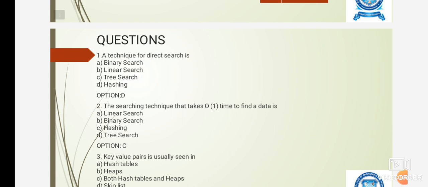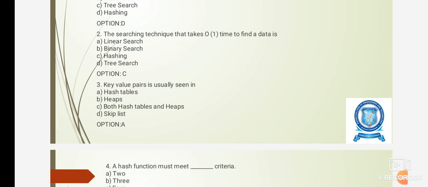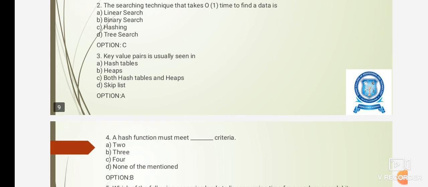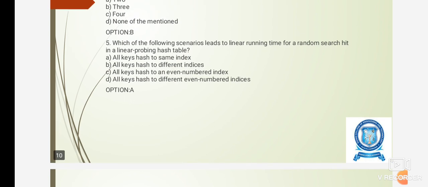The possible questions for hashing. First, a technique for direct search is option D, hashing. Second question, the searching technique that takes O of 1 time to find a data is option C, hashing. The key value pair is usually seen in a dash. Option A, hash table. A hash function must meet dash criteria. Option B, 3 criteria.